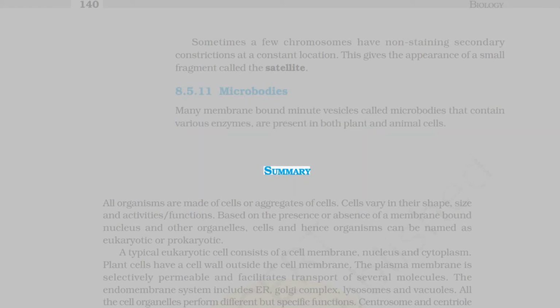Summary. All organisms are made of cells or aggregates of cells. Cells vary in their shape, size and activities or functions. Based on the presence or absence of a membrane-bound nucleus and other organelles, cells and hence organisms can be named as eukaryotic or prokaryotic. A typical eukaryotic cell consists of a cell membrane, nucleus and cytoplasm. Plant cells have a cell wall outside the cell membrane.